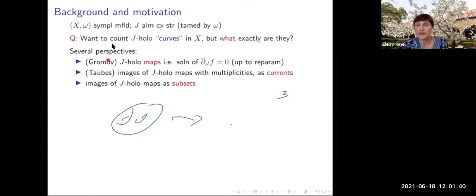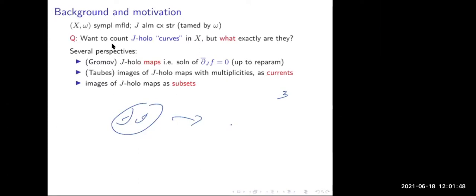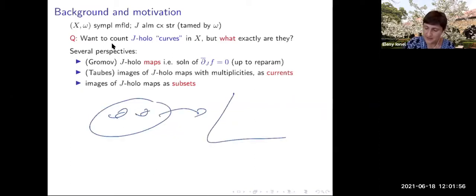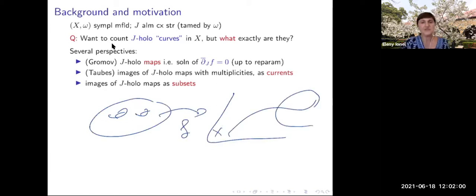Going back to Gromov at the beginning of the 80s, we want to think of J-holomorphic curves as J-holomorphic maps. I have a picture here. We have a map from a genus g Riemann surface into X. Maybe this is the image, maybe it's singular. So we look at maps which are holomorphic, so they satisfy the equation d-bar f equals 0, of course up to reparameterizations of the domain.